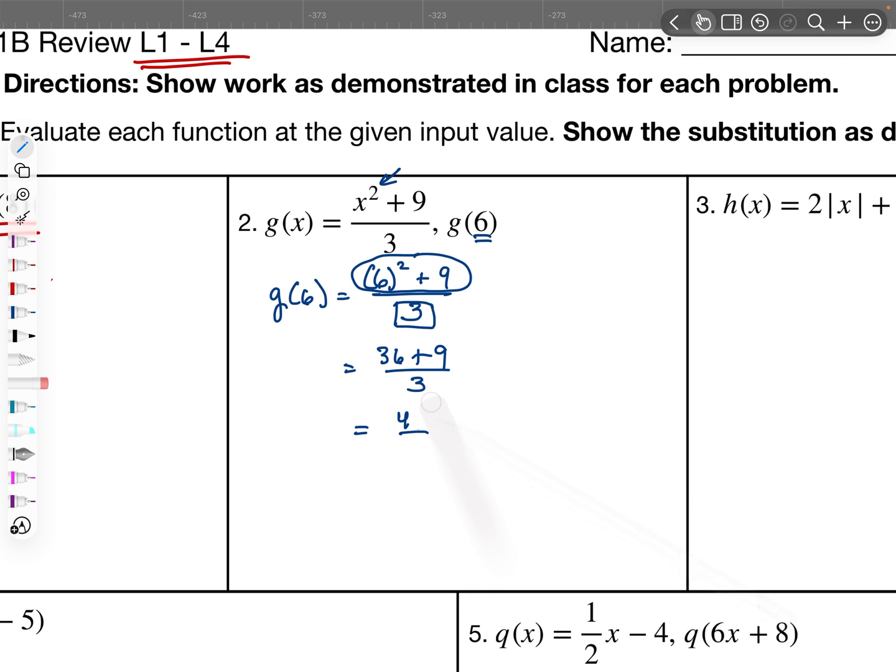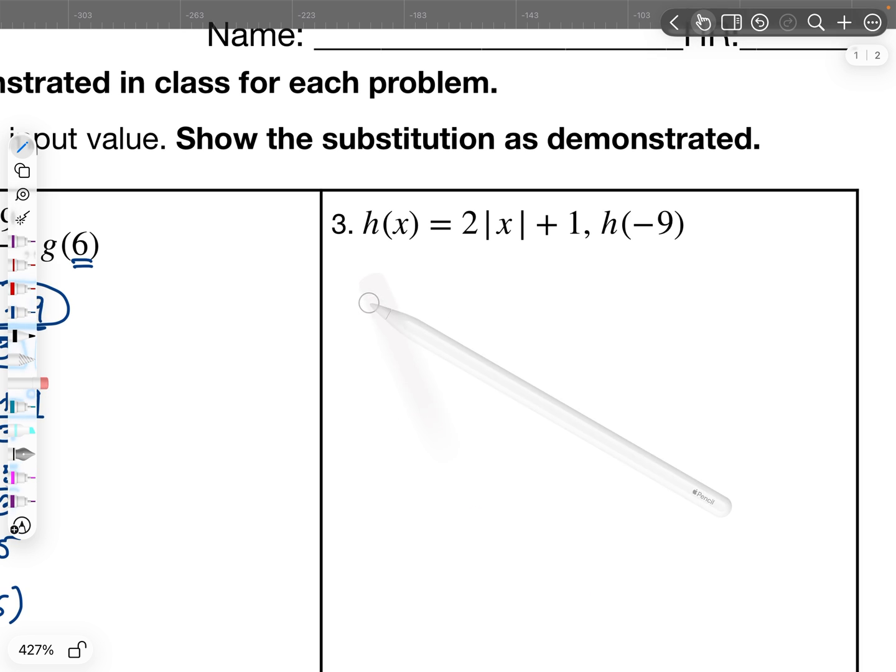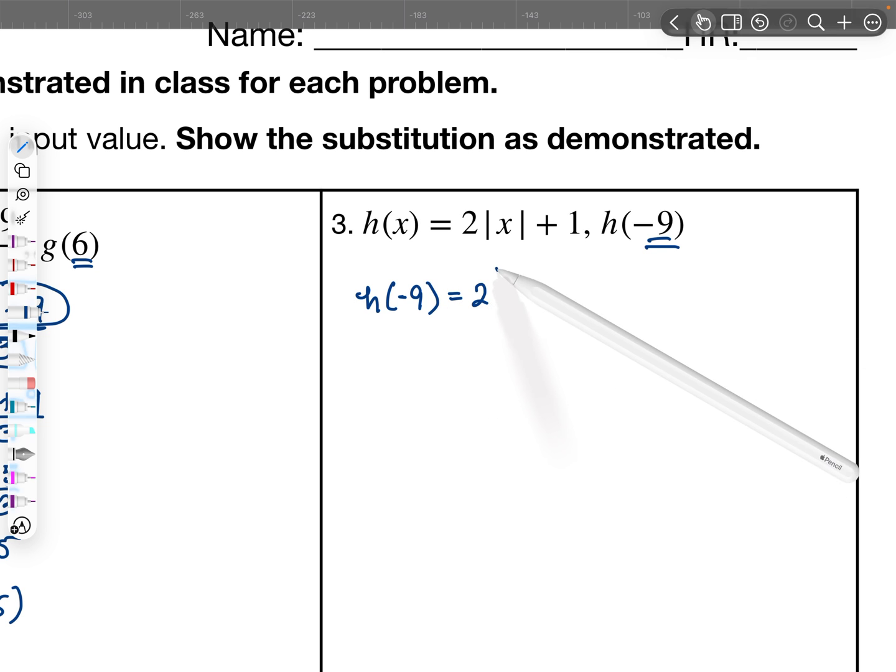That's a terrible looking 5. That's a bit better. And that goes into it 15 times. So the g of 6 is 15, or the ordered pair, x is 6, y is a 15. All right, so this is a quick way to find ordered pairs. So now I'm plugging in -9. So I got absolute values, -9, absolute values +1.